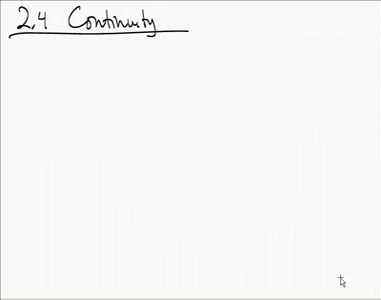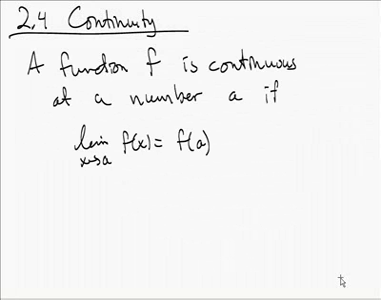Section 2.4 deals with a very important concept in mathematics, and in calculus in particular. That's the concept of continuity. And by continuity, what we mean is a very simple definition. We say that a function f is continuous at a particular number a, so at a particular point a, if the limit of the function as x approaches that point a is equal to the function itself at a.